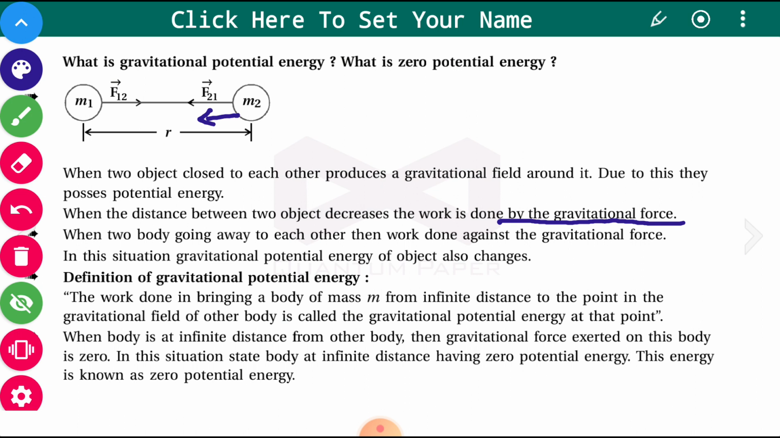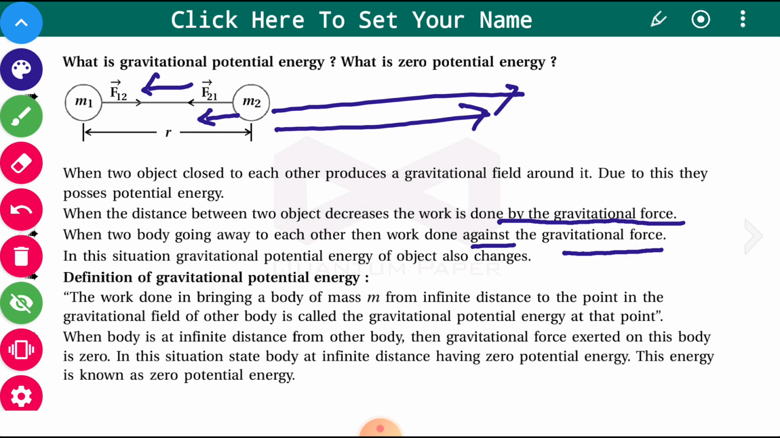When two bodies go away from each other, then work is done against the gravitational force. Try to understand, when you want to take this away, there is an attractive force. The second object always tries to move towards the first, and you are taking it away from the first, therefore the work is done against the force. In this situation, the gravitational potential energy of the object also changes.